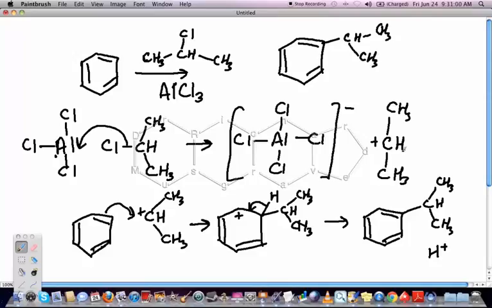Alright, so just in summary, what we're looking at here is a secondary carbocation that cannot rearrange into anything more stable, so we end up getting just this alkyl benzene product.